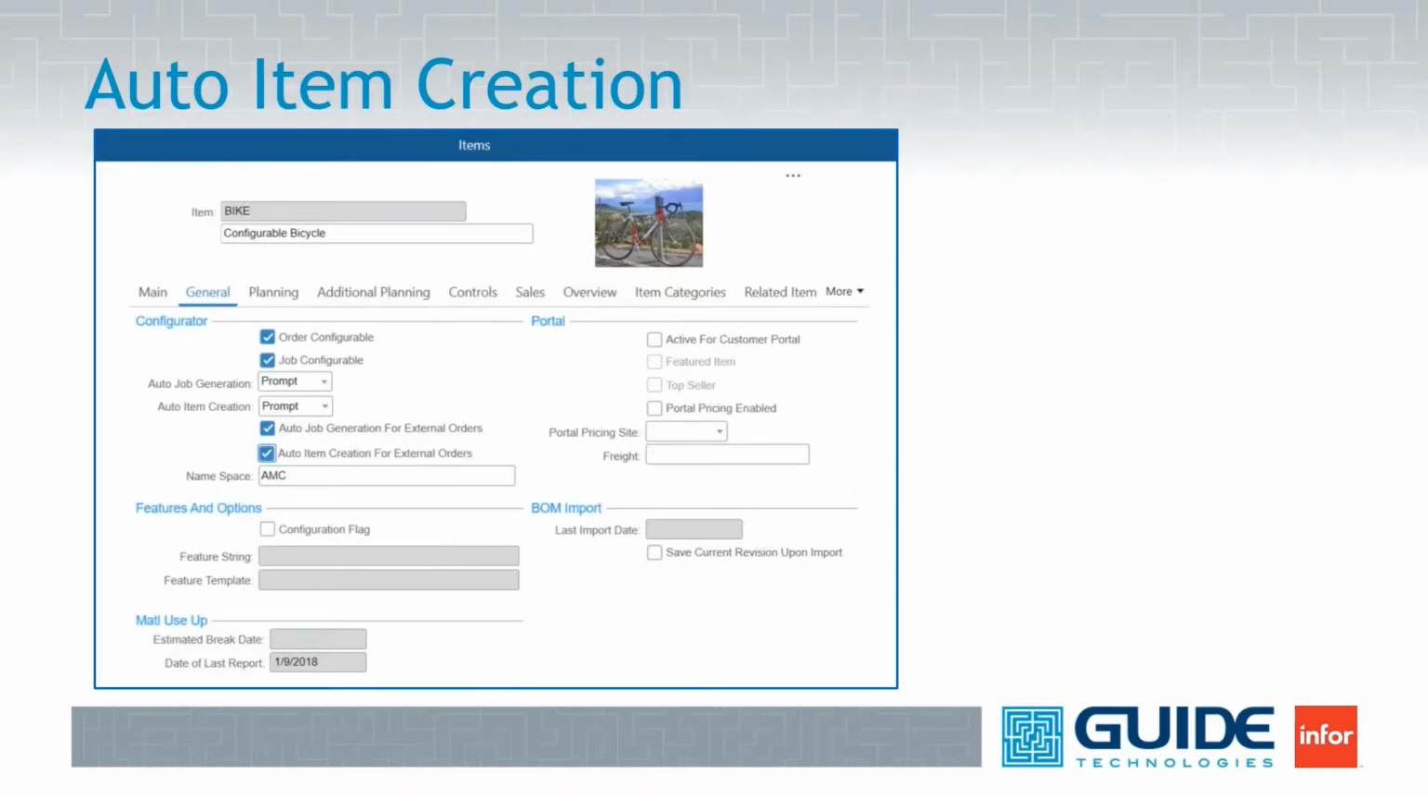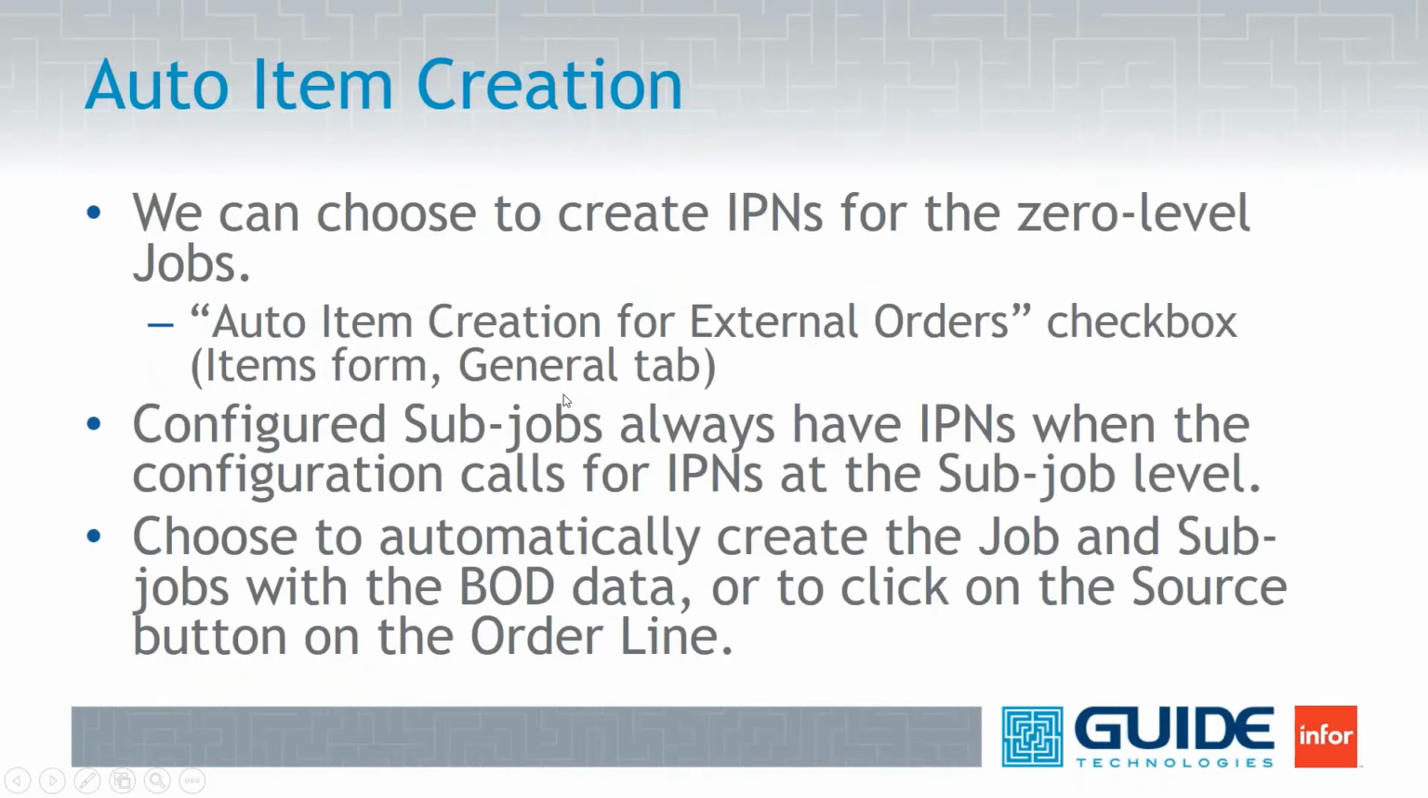This is just an example of setting up for item auto creation. We're just saying auto generation or auto creation of the item number, in the middle of the screen. If that auto item creation for external orders is checkboxed, then we get an IPN, intelligent part number. And we can also choose to automatically create the job and subjobs with the BOD data that's coming in from CPQ or EQ. Or we can click on the source button on the order line to manually do that like we've always done.